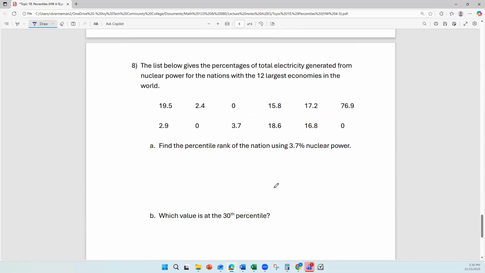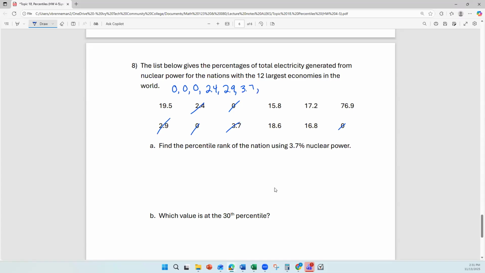Then last question here, number 8, we have a list with percentages of total electricity generated from nuclear power for the nations with the 12 largest economies in the world. So we have the largest economy, 19.5%, and the next largest, 2.4%, and so on. Some of those top 12 economies aren't doing any nuclear power. Some are doing a little bit, some are doing more. And there's one here that's doing 3/4 of its electricity from nuclear. I'm going to go ahead and sort these in order. So there are 3 zeros. And then there are a few single digit, 2.4, 2.9, 3.7.